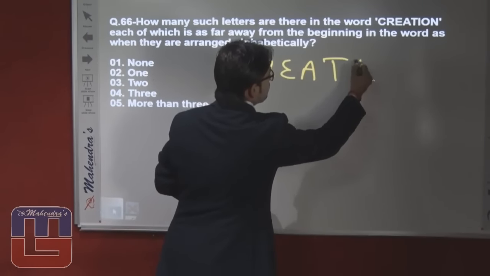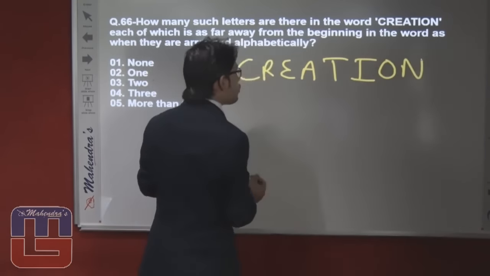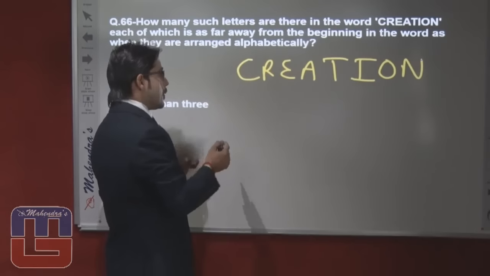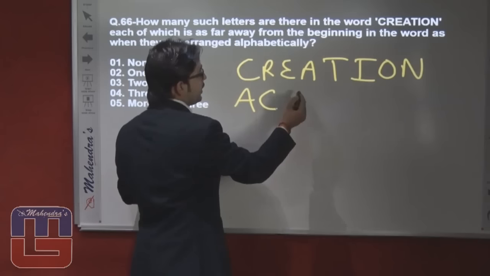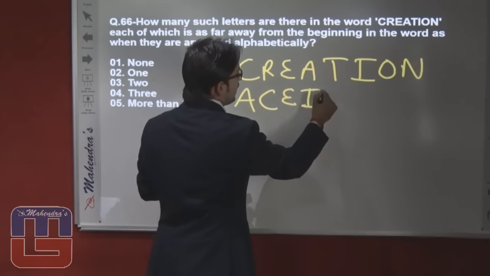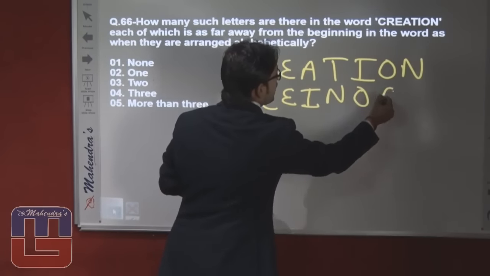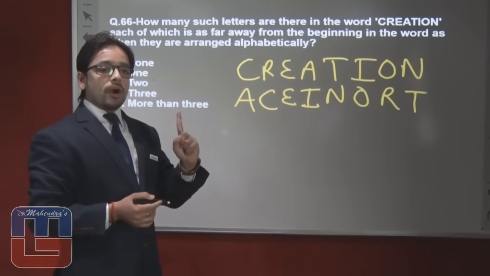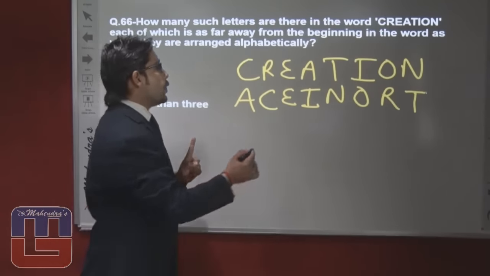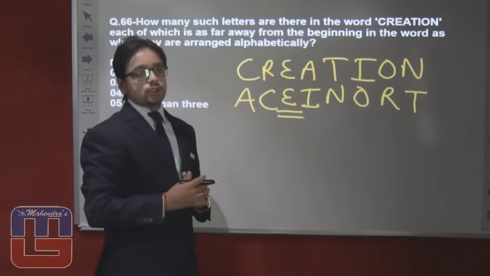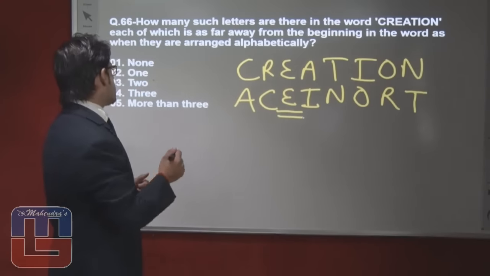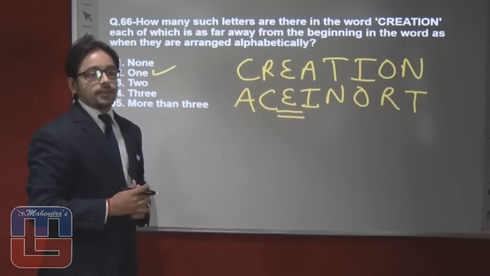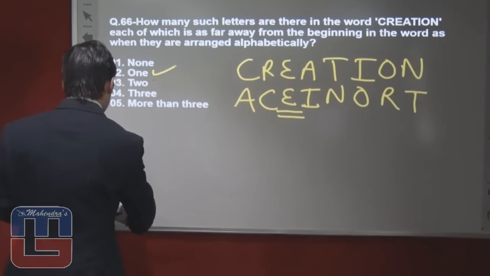that is, the word is creation. We have to arrange it alphabetically. So new pattern will be A, C, E, I, O, R, and T. Now easily you can find out only one letter is there which is unchanged, that is E. So we can say that the answer of this question will be option number 2nd. Let's move on towards the next question.